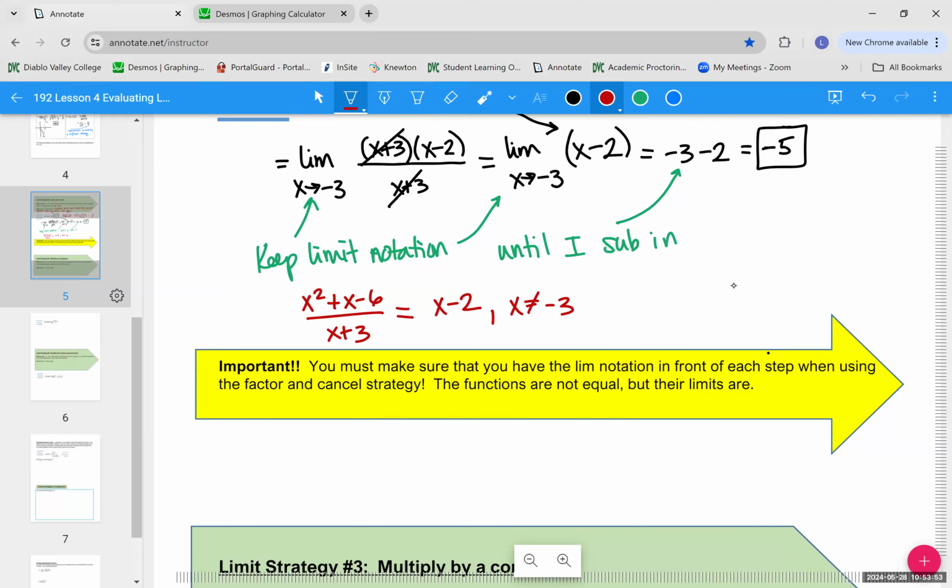X is -3. These two functions are equal to each other everywhere except here because this function does not have -3 in the denominator. So you have to make sure that their limits are the same, and it's okay for you to cancel them out and keep the limit notation in front. But if you cancel like this in the red without limits in front and without that disclaimer, then you've written something that is incorrect. Okay, so just be sure that you are paying attention to notation. It really does matter.